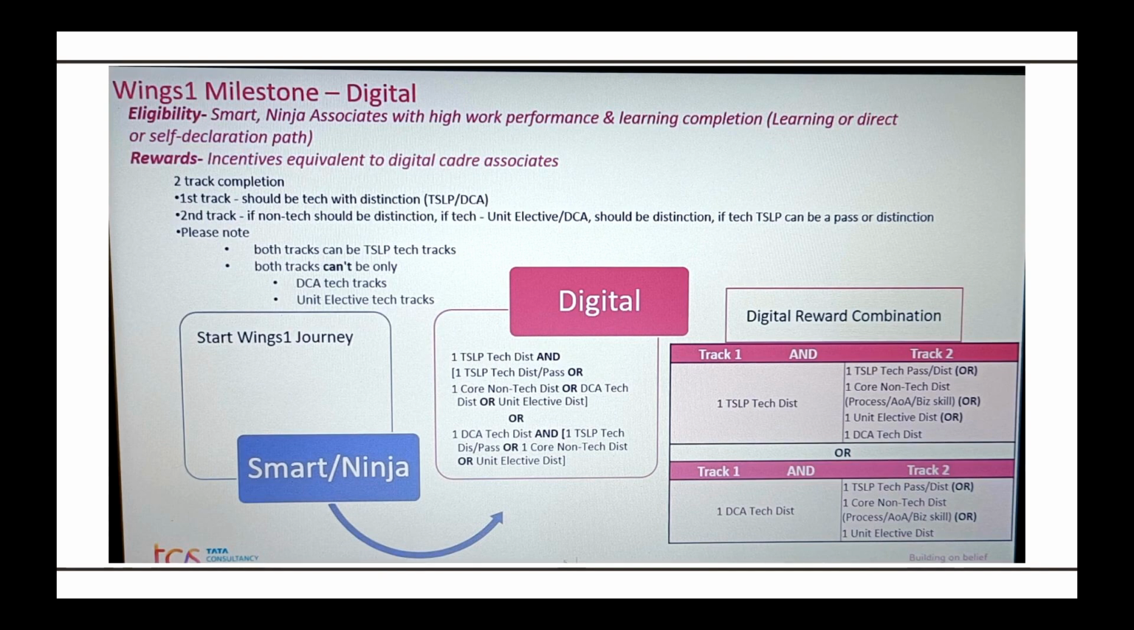Now, this is the detailed explanation of all the combinations that you can opt for. Talking about the eligibility, as I mentioned earlier, a Smart or Ninja associate with work performance that is either A or B band, or a 4 or 5 anniversary rating, can opt for the Wings One milestone journey.